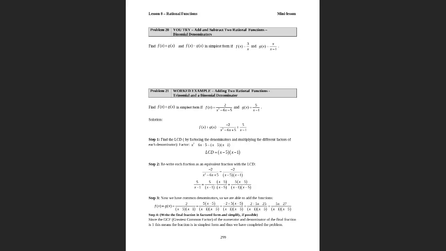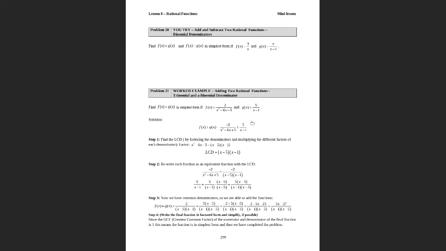All right, so problem 21 is a worked example. Let's look at it. Here we have minus 2 divided by x squared minus x plus 5. So x squared minus x plus 5 is a quadratic. And then we have 5 over x minus 1.